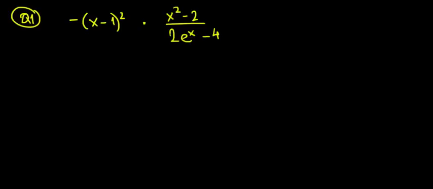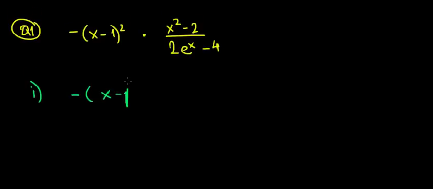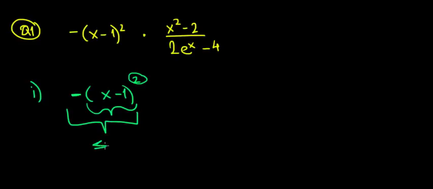Okay, so let's start with the first one. Minus x minus 1 squared. Let's take the first term: minus x minus 1 to the power of 2. Now look, we have here the power of 2. Anything that's going to go in this bracket, any value for x, the result is going to be a positive number because it's to the power of 2. But look that we have the negative sign in front, and because we have the negative sign in front, this whole expression is always going to be negative.